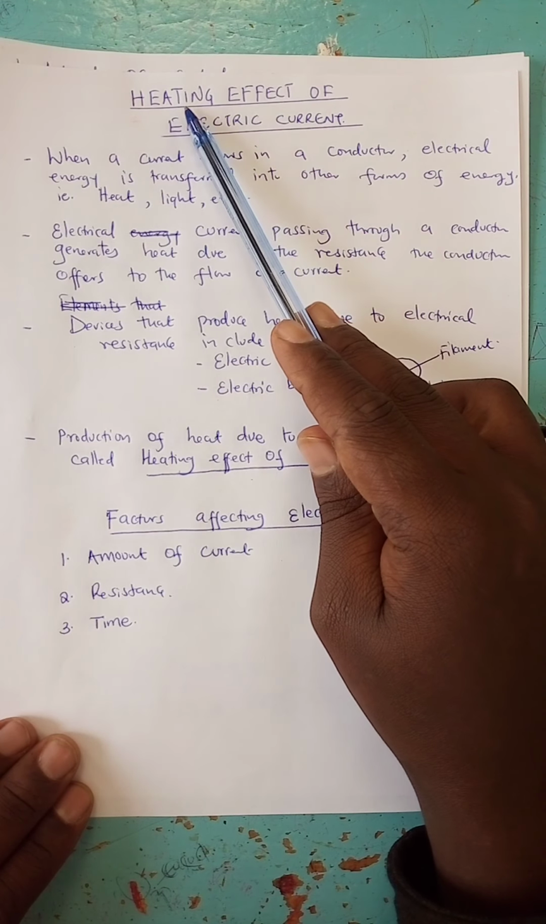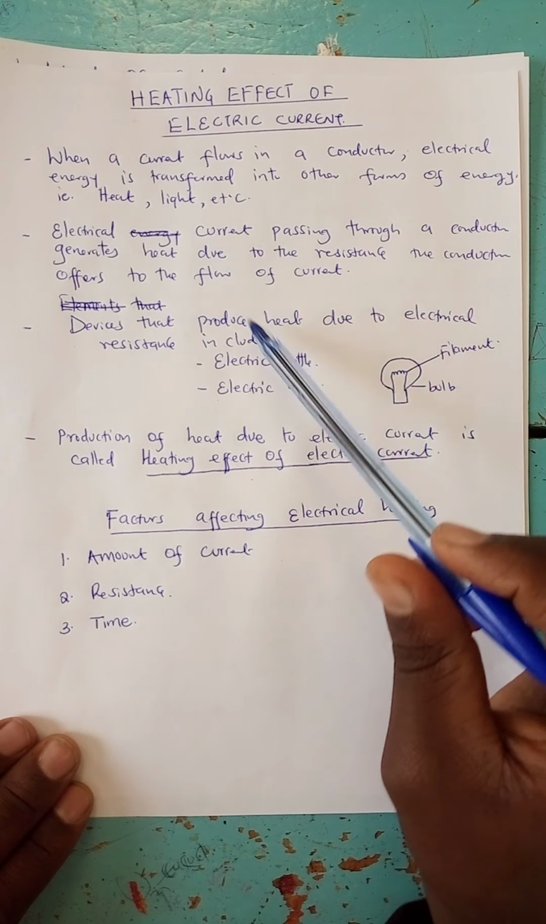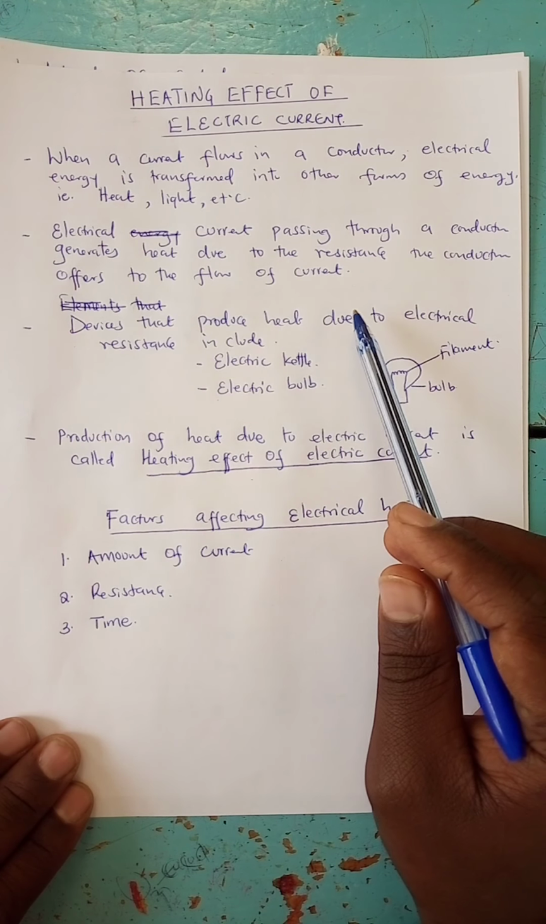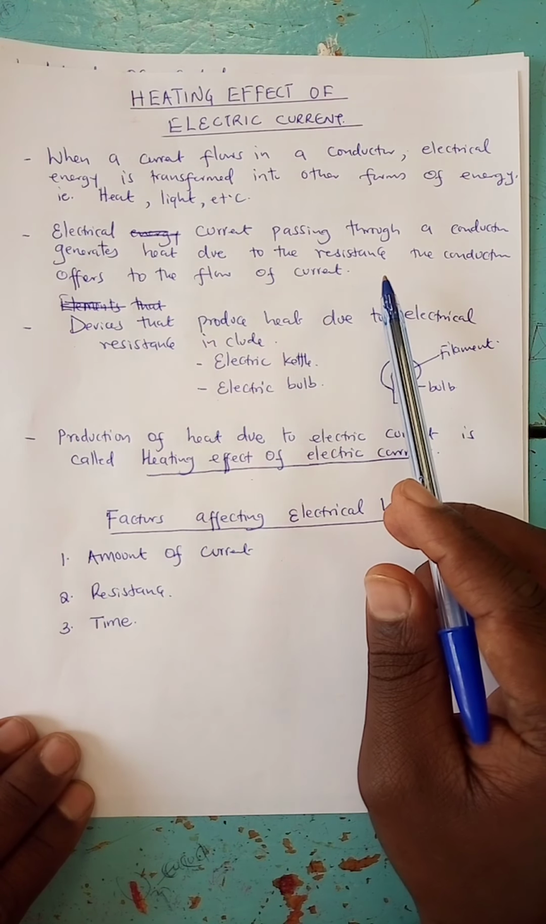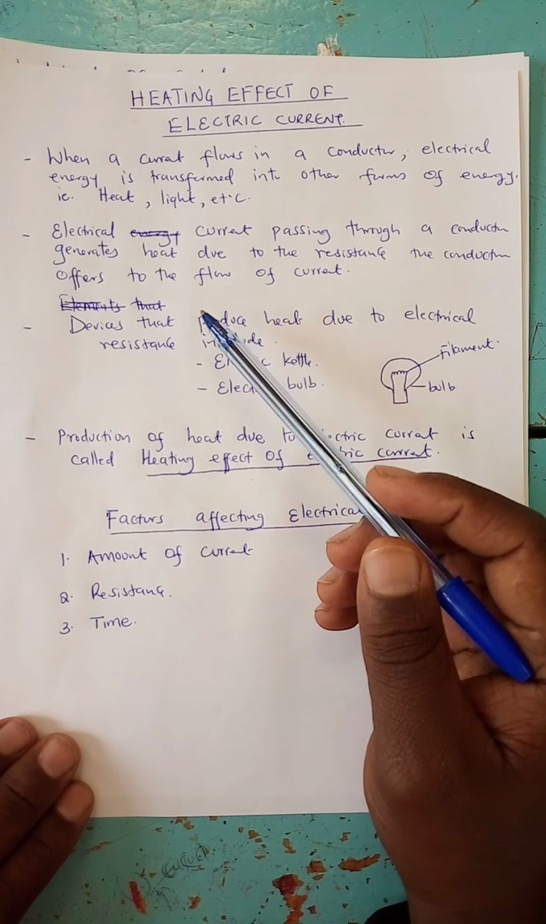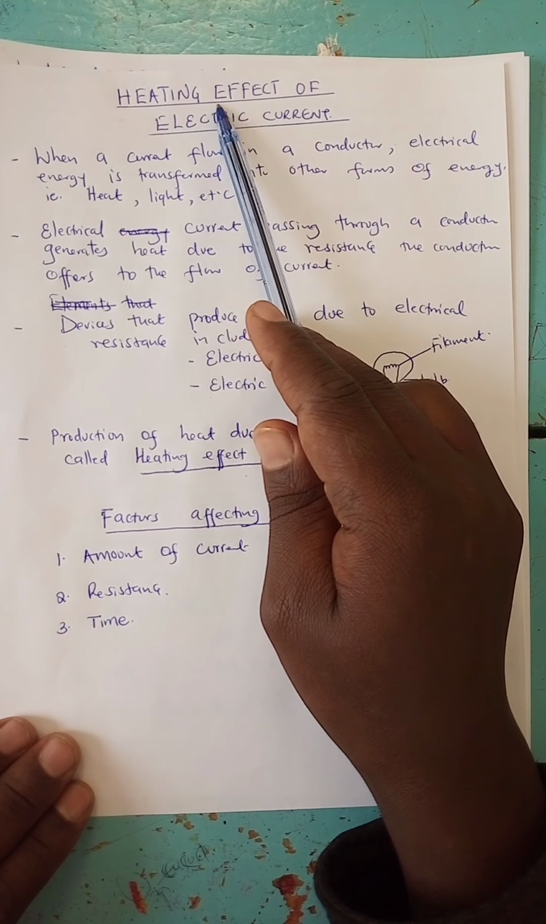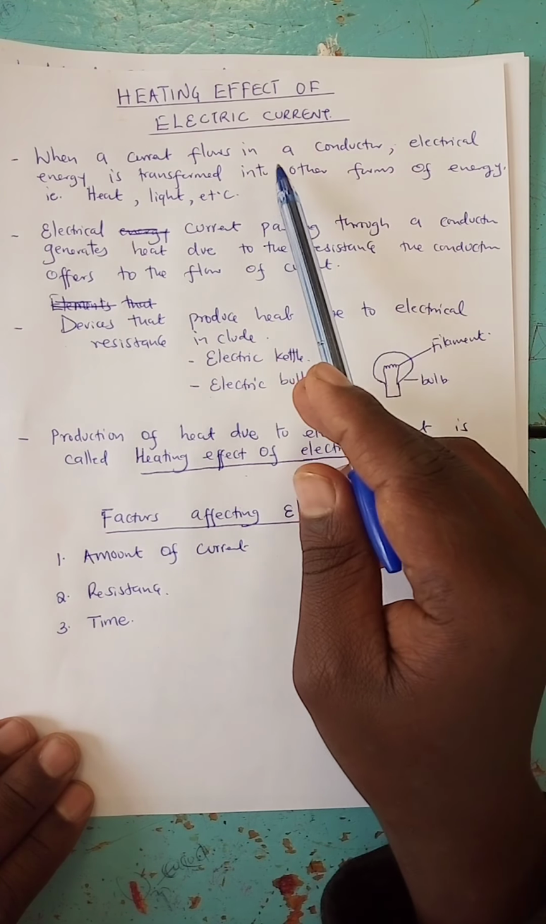Today's topic is heating effect of electric current. It's a topic that we are supposed to cover in Form 3, and it is good to note what the topic entails. And the topic entails producing heat because of electric current.